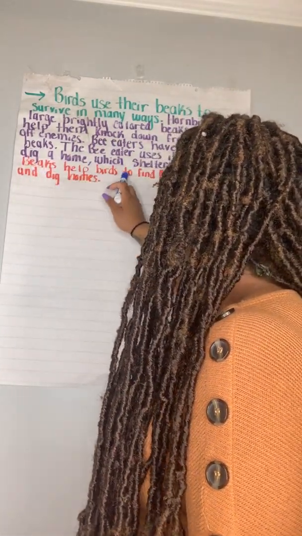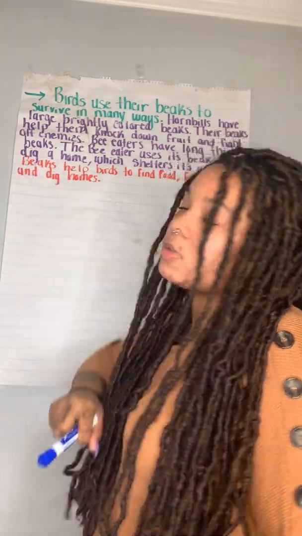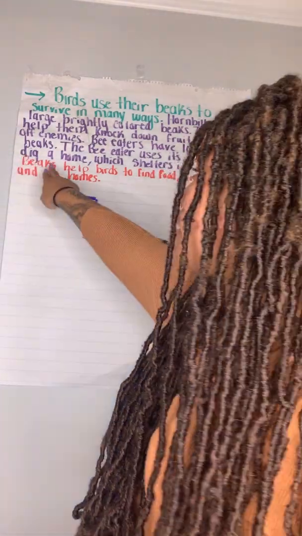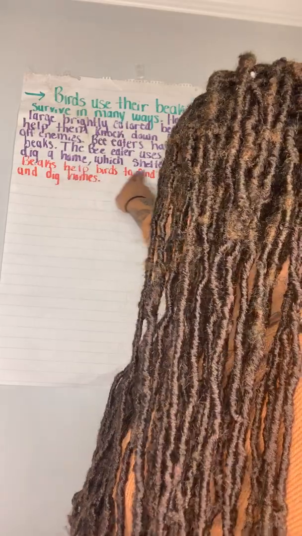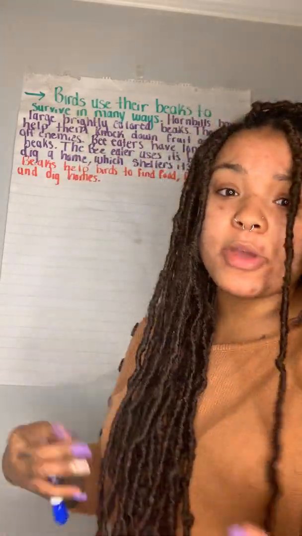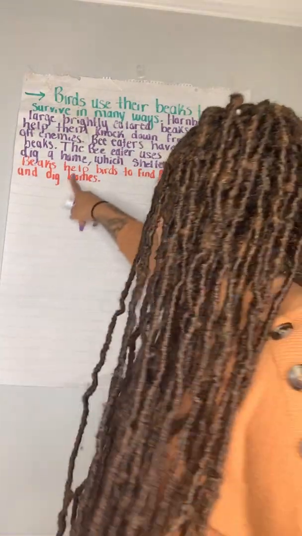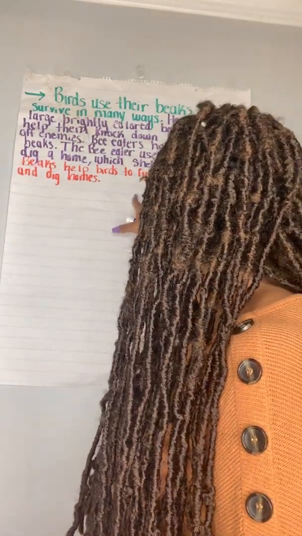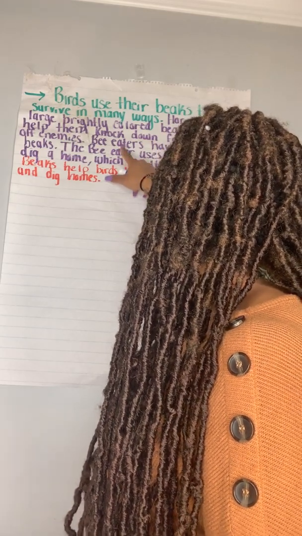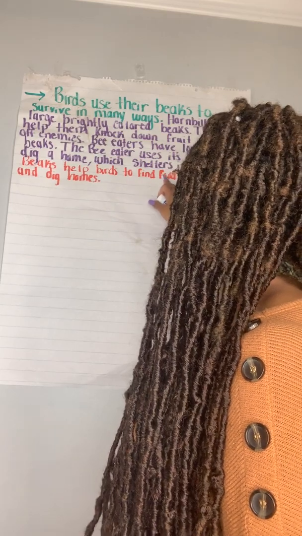Beaks help birds to find food, fight enemies, and dig homes. So that was my closure right here. What I just did there is I thought about all the things I wrote for my details and how they helped the birds to survive, how the beaks helped the birds to survive. And then I put it in my closure because I stated earlier that it helps the hornbill knock down fruit. So I mentioned that again, that it helps it find food.